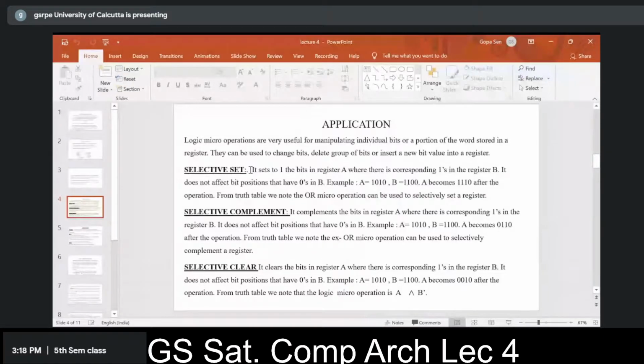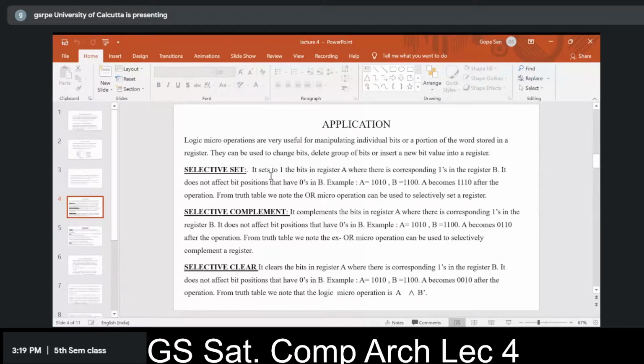Whenever a selective set operation is executed, it sets the bit values of the register A to 1 corresponding to the bit value of B, which is equal to 1. B is your reference register and you want to change the content of the register A. Then by the application of selective set operation, the content of the A register is changed to 1, whatever may be its initial value.